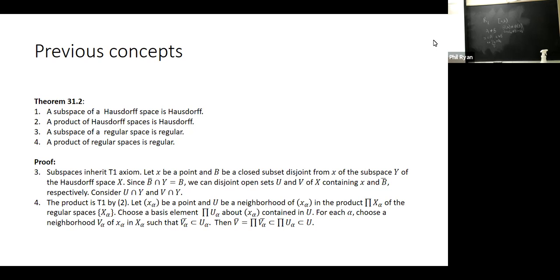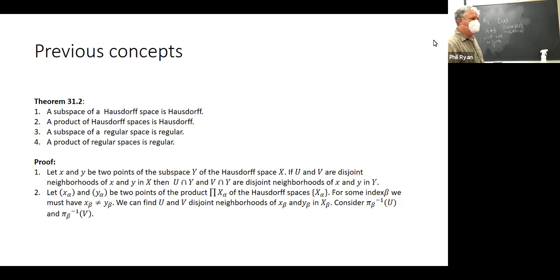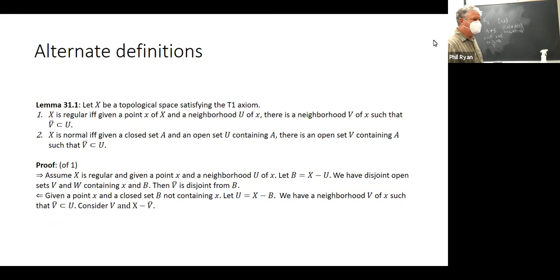Okay. What about the product of regular spaces? Again, the product is T1 by part 2, because if the spaces are regular, they're also Hausdorff. So let's say we have a point. What we're going to do is use Lemma 31.1. We're going to use the fact that if we're given a point in a neighborhood, there's a neighborhood such that its closure is contained within the initial neighborhood.